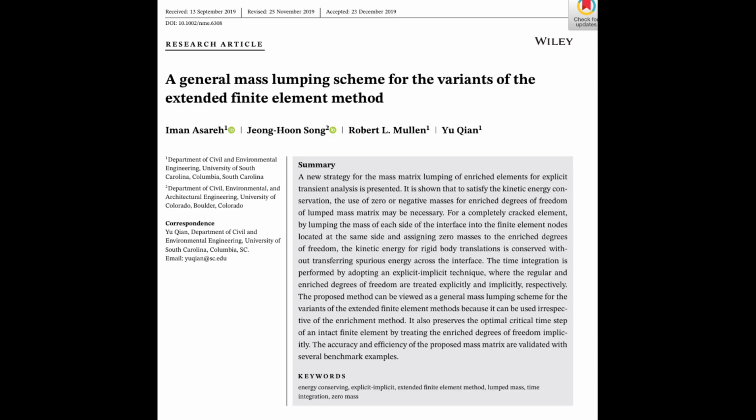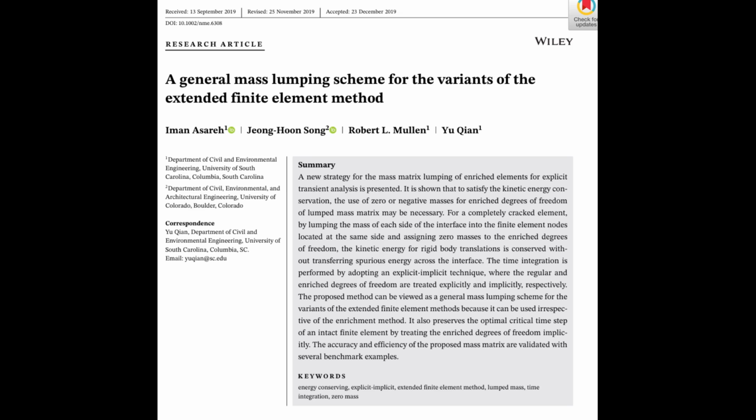Negative mass. I'm still stuck on that. How is that physically meaningful? Well, it's not really physical in the sense of weighing something. It's a mathematical construct within the simulation framework. Think about an element, one of those calculation blocks, that's completely split by a crack.